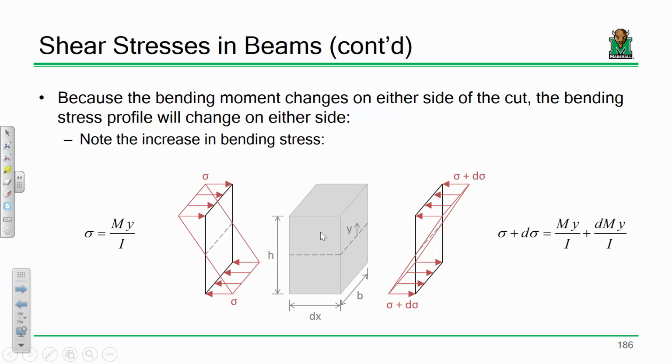The centroid has zero stress, and as we go from the centroid, we get a linear increase in stress. So on the left, I have sigma equals My over I. But on the right, it's not M, it's M plus some incremental change in moment, M plus dM, okay? Everybody okay with that? So the bending stress profile on the left is a little bit less than the bending stress profile on the right. There's more moment, okay? Is everybody okay with that?